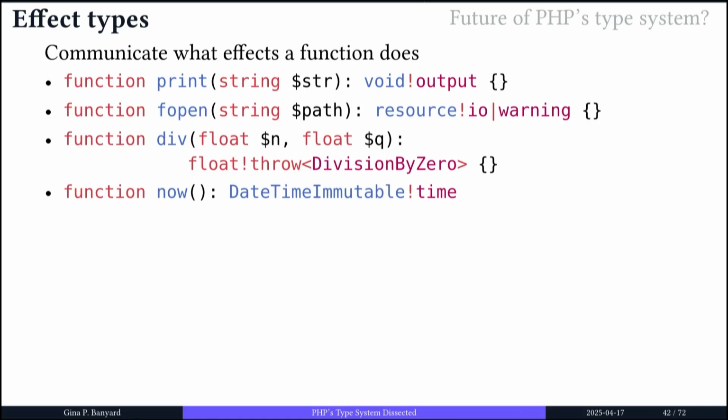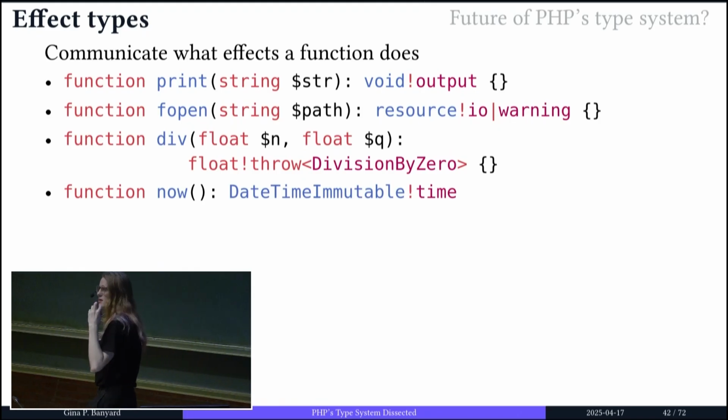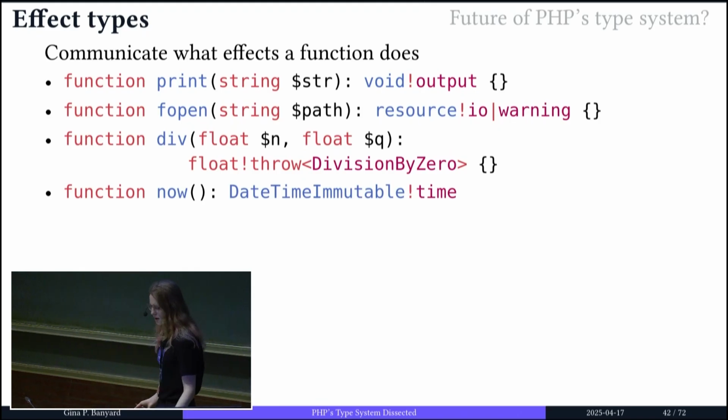For example, division either gives you a float or it throws a division by zero exception. And effects can be very vague and vast. You could have DateTimeImmutable's now, which returns a date, but it also invokes the time, because time is always moving.